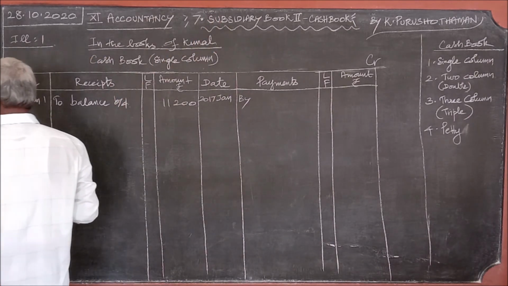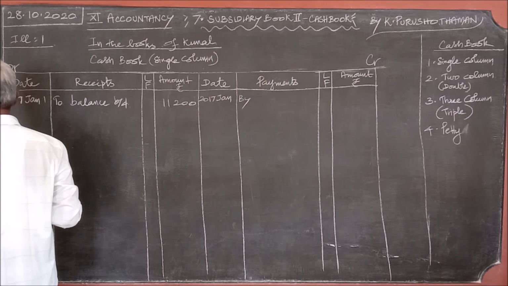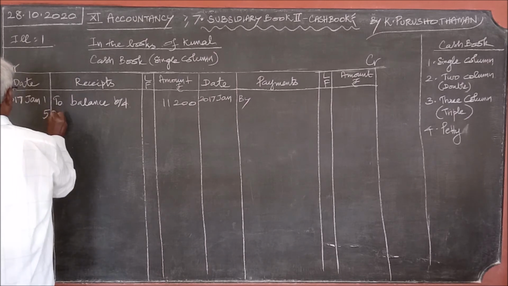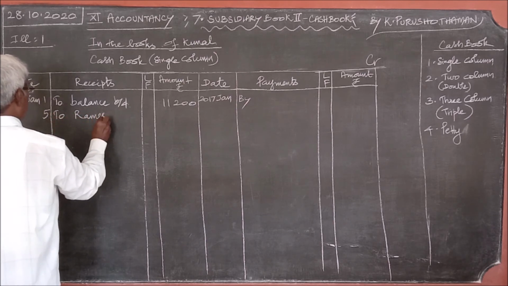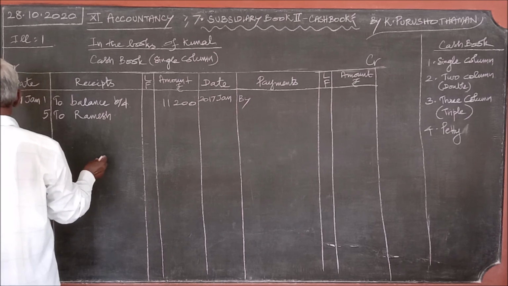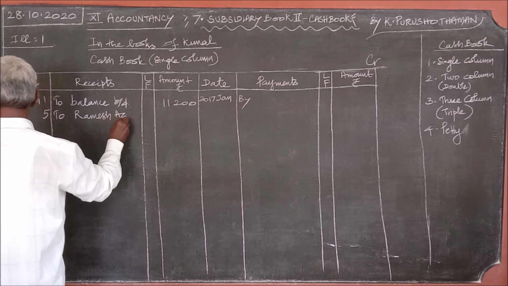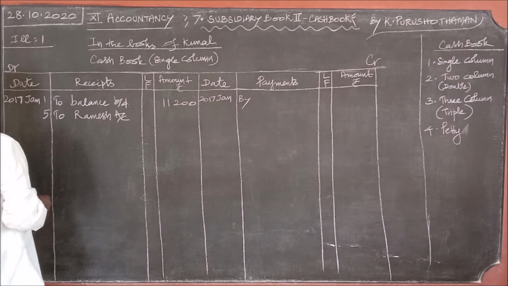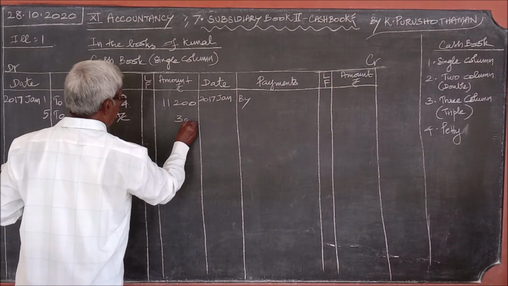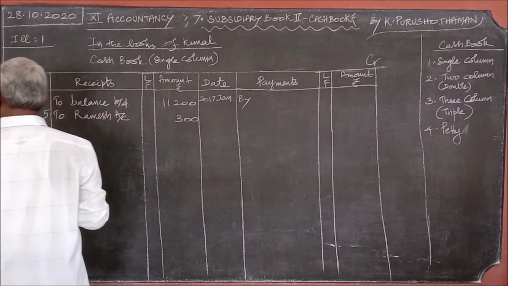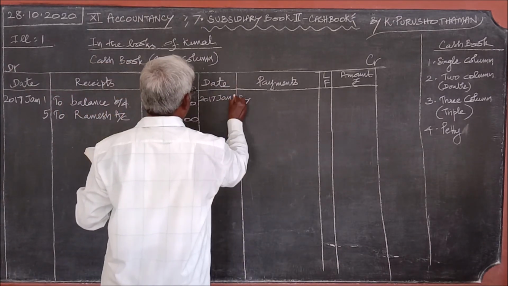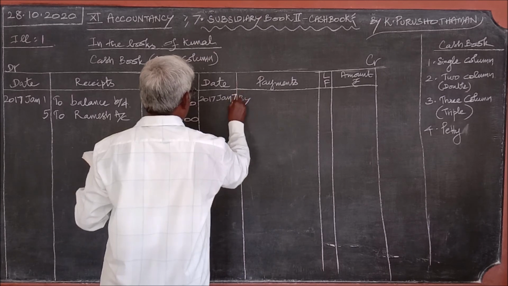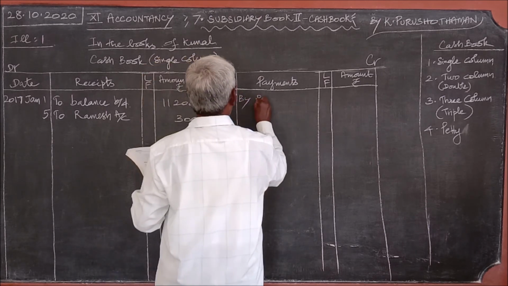Then the next item, received from Ramesh. On what date? The fifth. Received from Ramesh, to Ramesh account. So it is received to Ramesh account. How much is it? 300 rupees. Then the third item, paid rent. It is a payment on what date? The 7th, January 7th, by rent account.